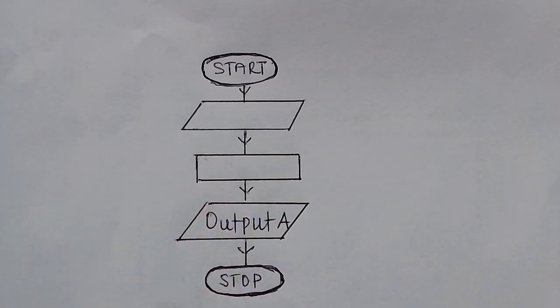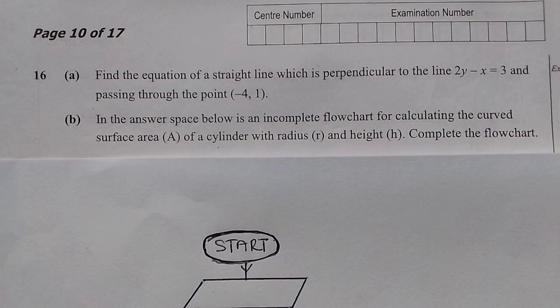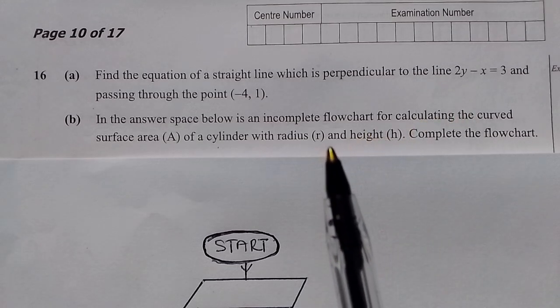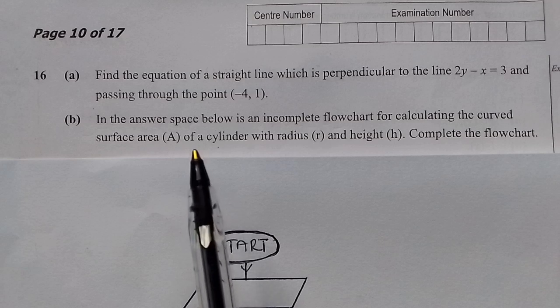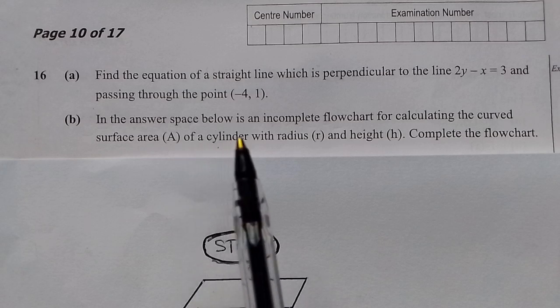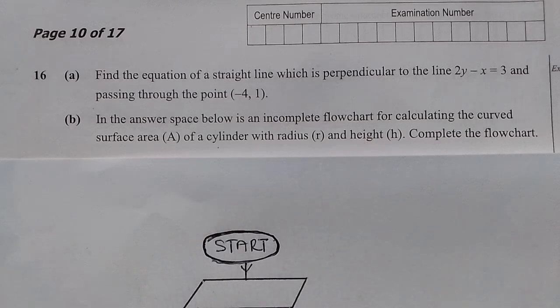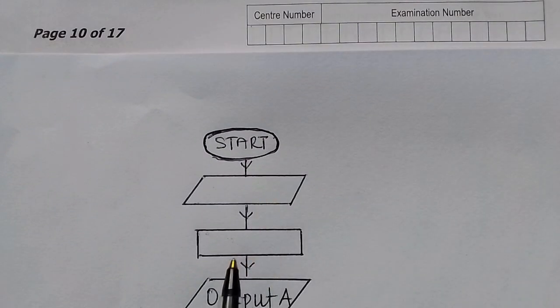So now, if this is our flowchart, let's look at the information again. We have been given that this flowchart is about calculating the curved surface area, which is A, of a cylinder with radius R and height H. So complete the flow chart. To complete the flow chart, what we just have to take note of is the boxes that are missing. So the boxes are the input stage and the action stage.